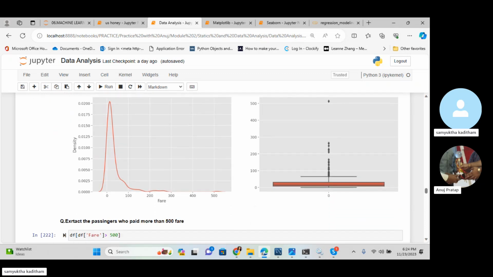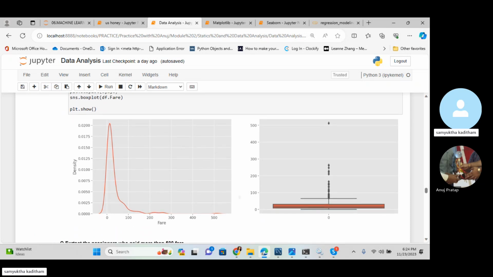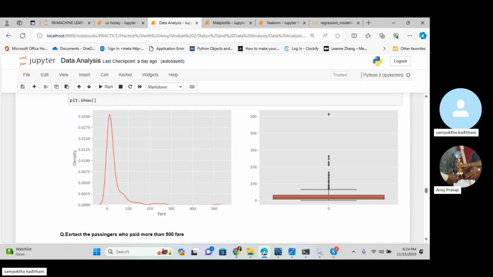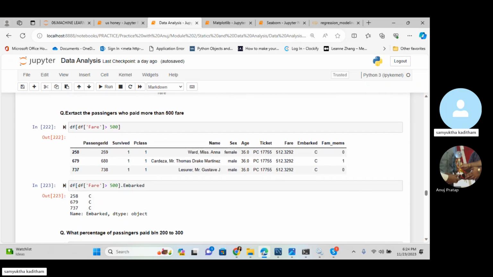So the plot is like this. It's a skewed one, a positive skew. The tail is at the right side, right? It's a right skew. Now in the box plot, it's showing some outliers in this column. So that's the information about that column.